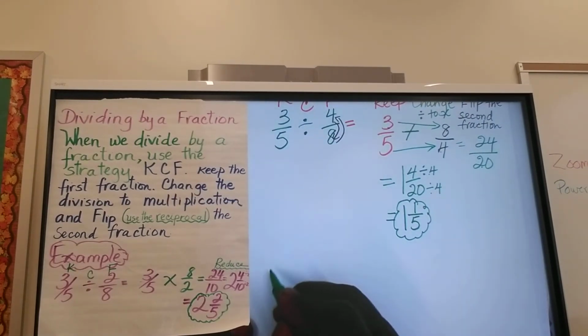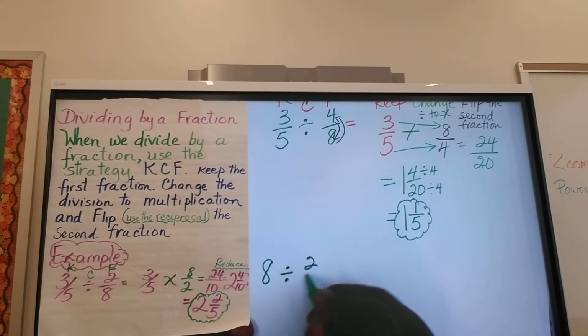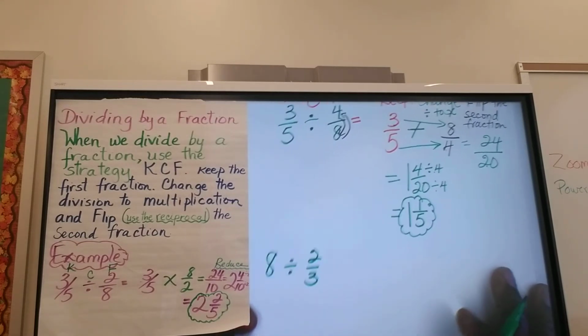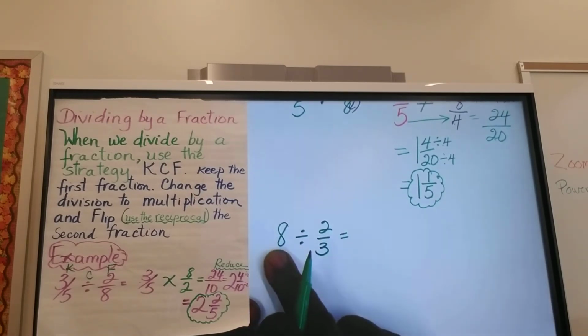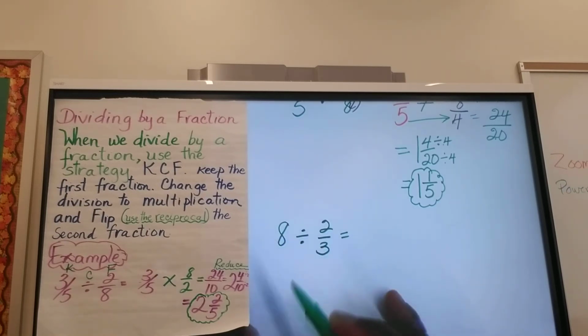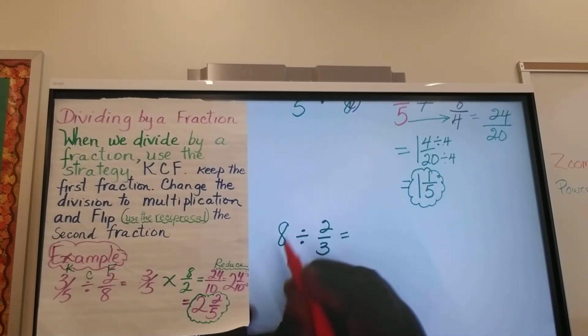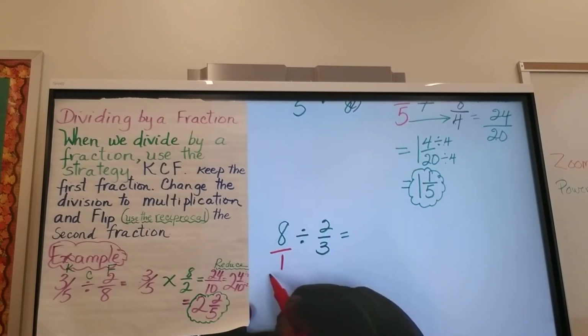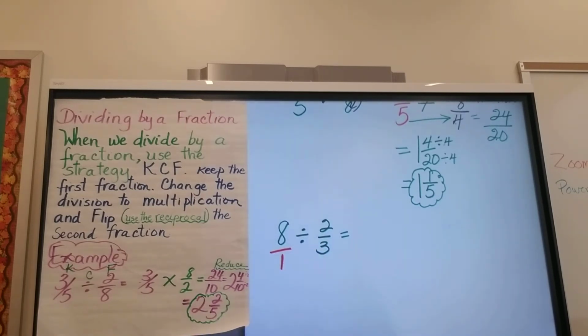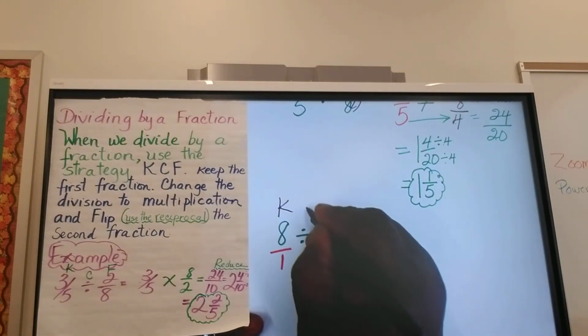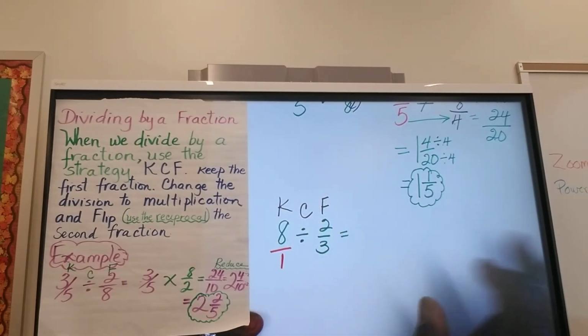So let's say we have 8 and we're dividing it by 2/3. 8 divided by 2/3. Now, in order for us to make the 8 into a fraction, we're going to put it over 1. Put the 8 over 1. Now we have 2 fractions. And we're going to use the same strategy that we used before. We're going to use the keep, change, and flip strategy.